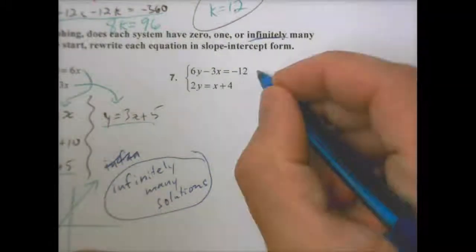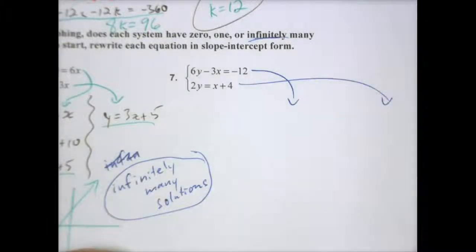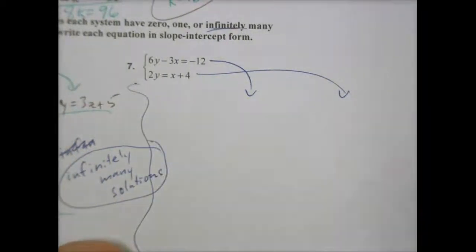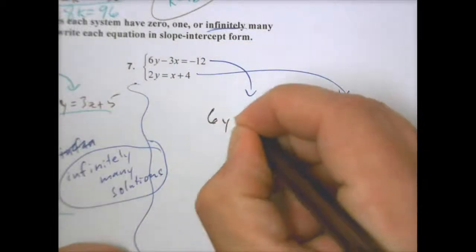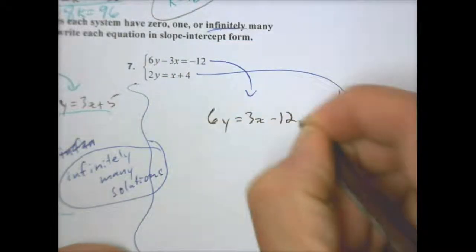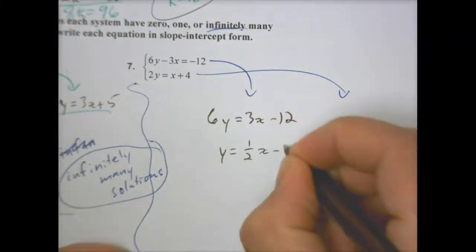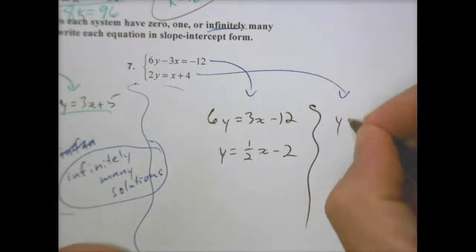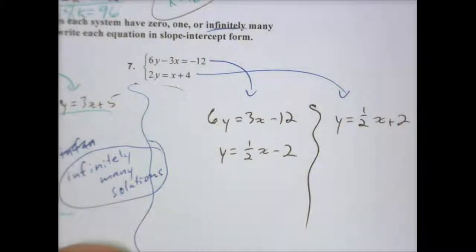Alright, I'm going to do the same thing. I'm going to solve this equation for y, and then we'll solve this equation for y, and see what our equations look like together. With this one, I'm going to add the 3x, so 6y equals 3x minus 12, divided by 6, so y is 1/2 x minus 2. My other equation, I just need to divide by 2, so y equals 1/2 x plus 2.